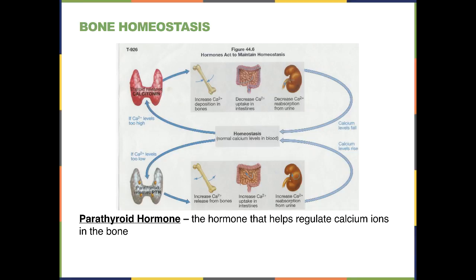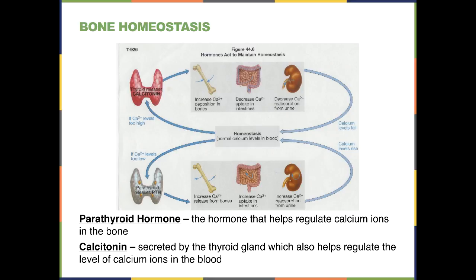On the top is the other important hormone, and that's calcitonin, and it is essentially an antagonist to parathyroid hormone. It's secreted by the thyroid gland. Parathyroid hormone is obviously secreted by the parathyroid gland. And it helps also regulate the calcium level, and it acts exactly the opposite. As you can see on the top here, if the calcium level becomes too high, then calcitonin is released.